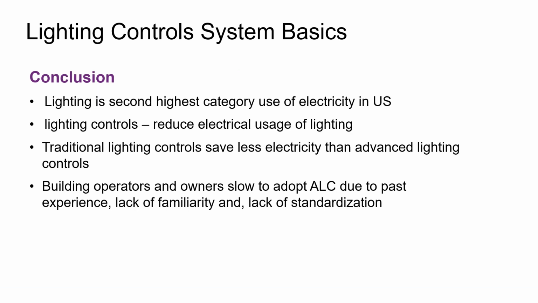In this module, we have seen that lighting is the second highest category use of electricity in the U.S. Lighting controls, especially advanced lighting controls, can reduce the electrical usage of lighting. Traditional lighting controls save less electricity than advanced lighting controls. However, building owners and operators are slow to adopt advanced lighting controls, mostly due to past experiences with advanced controls, lack of familiarity, and lack of standardization between manufacturers.